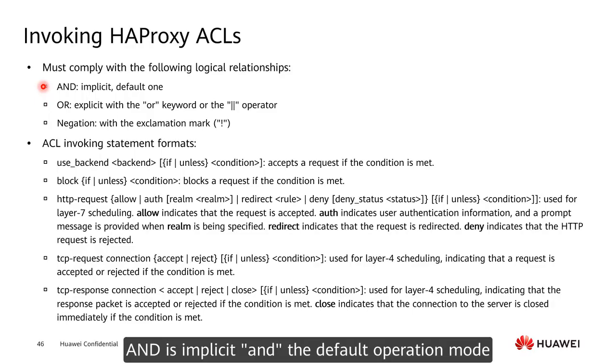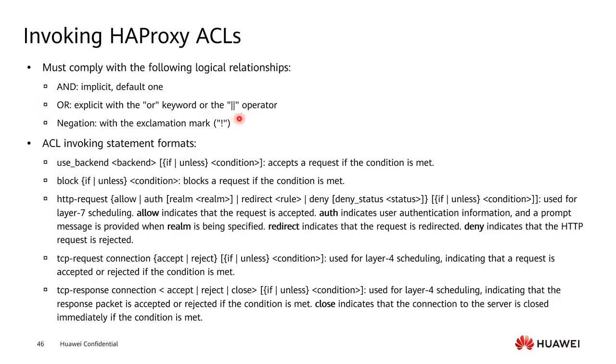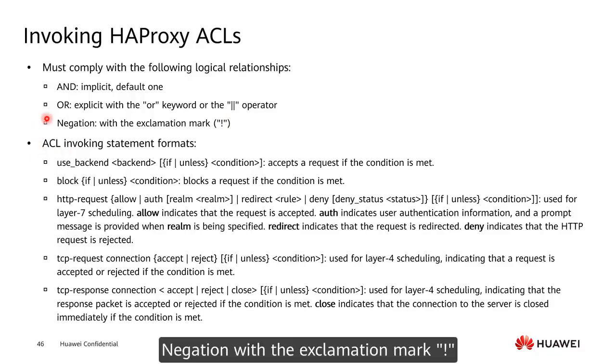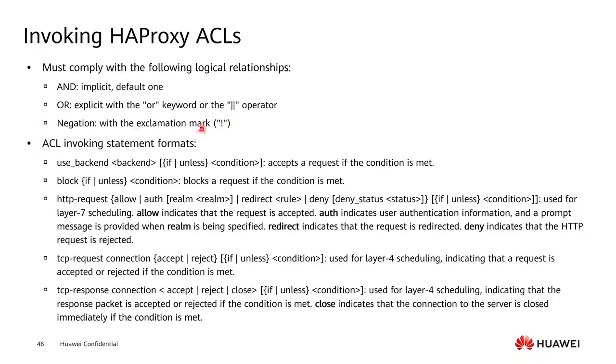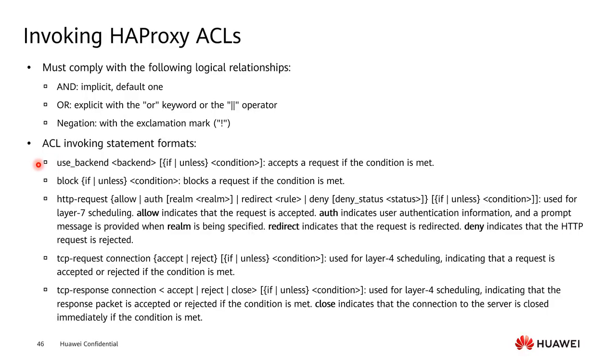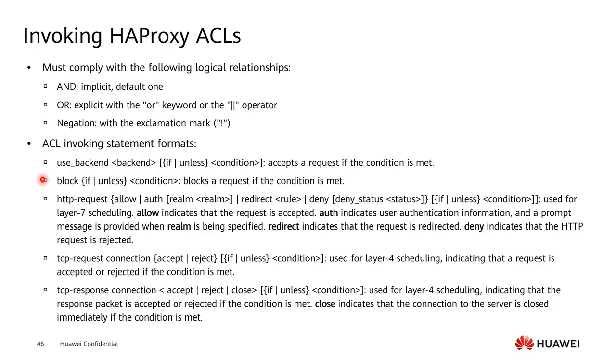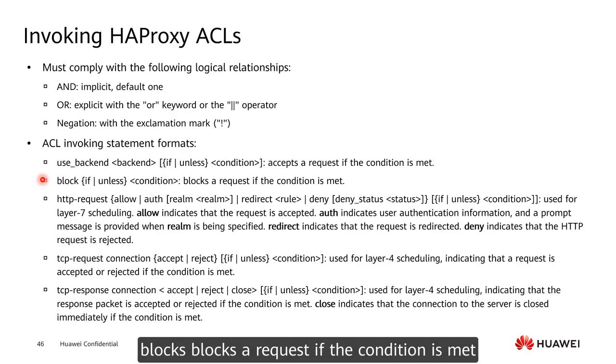First, AND is implicit and the default operation mode. OR is represented by OR or double pipe. Negation with the exclamation mark. And rules can be coded with different parameters corresponding to different actions. For example, use_backend accepts the request if the condition is met. Block blocks the request if the condition is met.